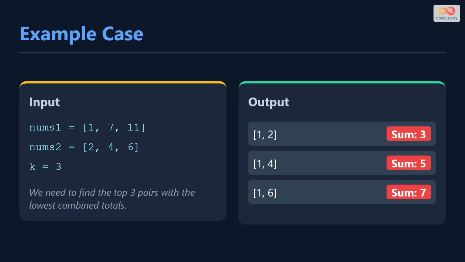Let's look at an example to clarify. If nums1 contains 1, 7, and 11, and nums2 contains 2, 4, and 6, and we need 3 pairs, we are looking for the combinations with the lowest totals. The smallest pair is 1 plus 2, which is 3. The next is 1 plus 4, which is 5. And the third is 1 plus 6, which is 7.